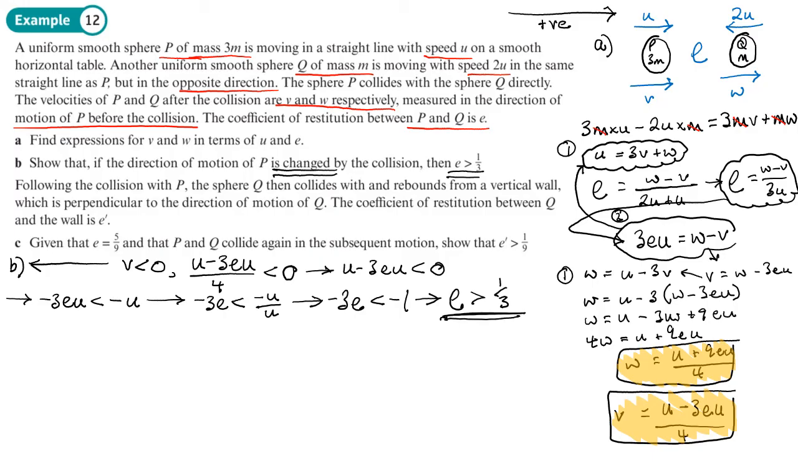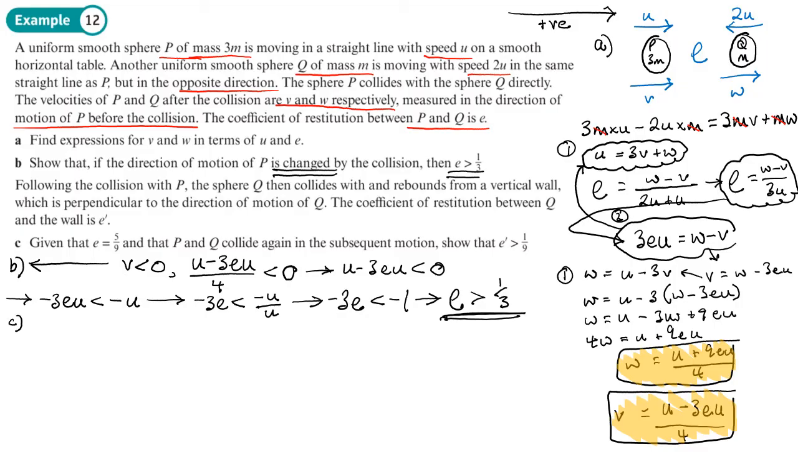Following the collision with P, sphere Q then collides and rebounds with a vertical wall which is perpendicular to the motion of Q. The coefficient of restitution between Q and the wall is e dash. Given that e is 5 over 9 and P and Q collide again in the subsequent motion, show that e dash is greater than a 9.